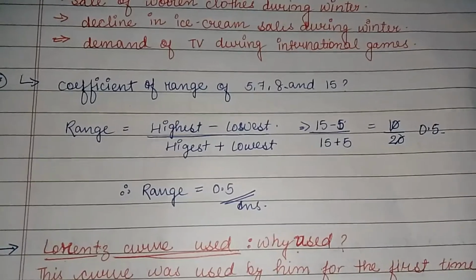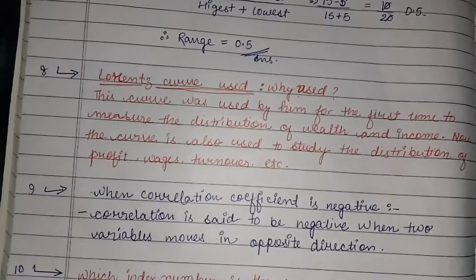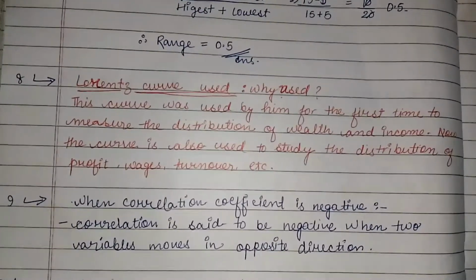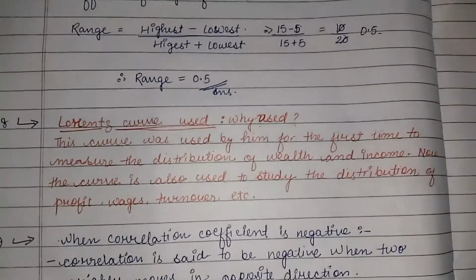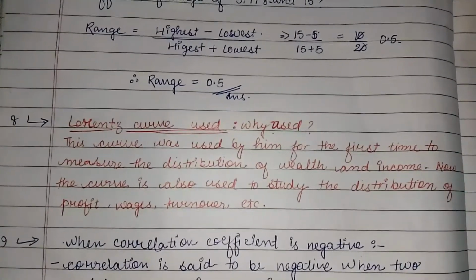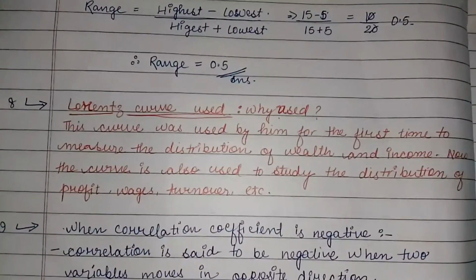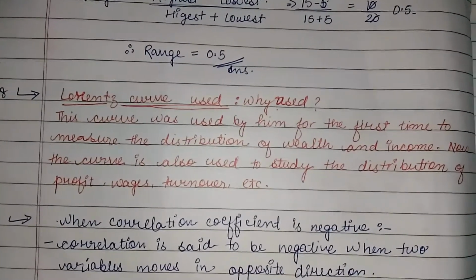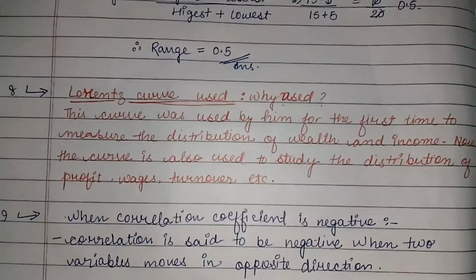Number 8, why Lorenz curve is used. The curve was used by him for the first time to measure the distribution of wealth and income. Now the curve is also used to study the distribution of profit, wages, turnover, etc.